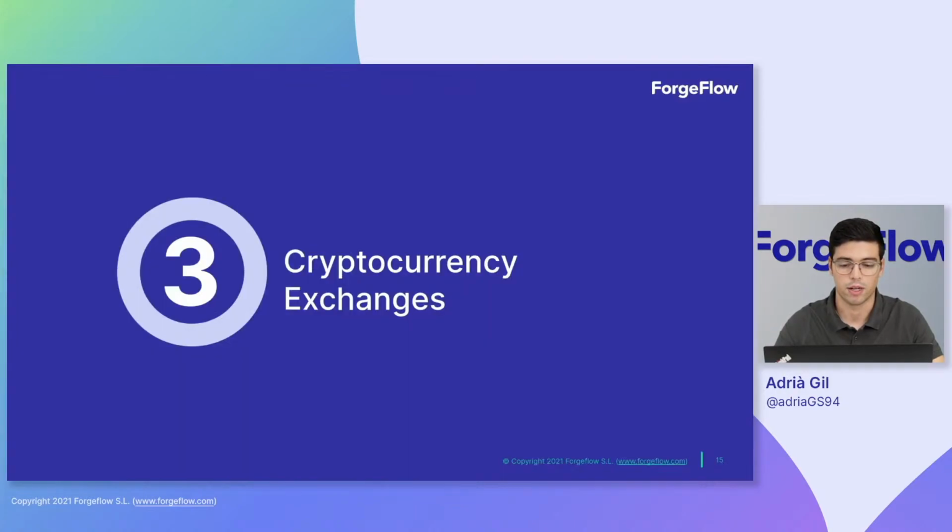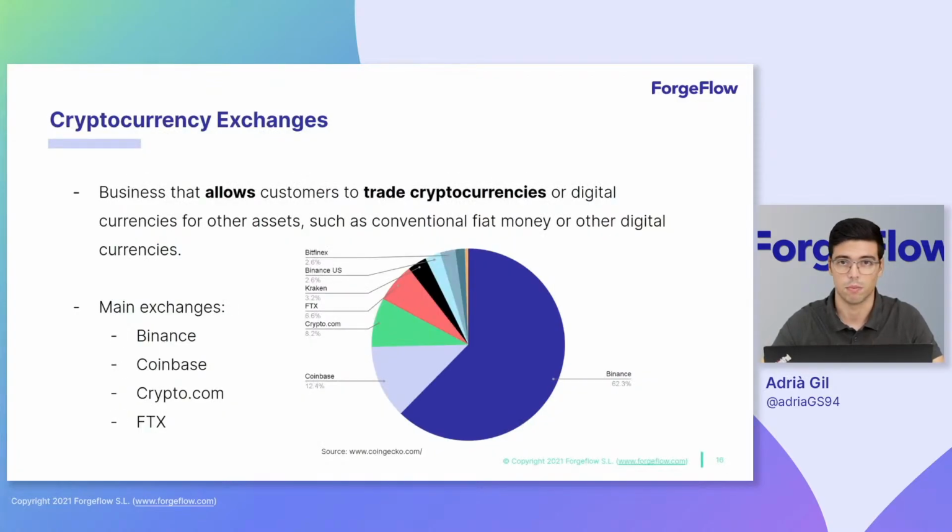Okay, so last step, before we go into the demo, is talking very briefly about cryptocurrency exchanges. Basically, a cryptocurrency exchange works the same as a bank nowadays. It's a business that allows customers to trade cryptocurrencies or digital currencies for other assets. You could trade cryptocurrency for fiat money or for another digital currency. You can send money to a specific wallet. And here in this pie graph, you can see the most popular cryptocurrency exchanges in the world. The first one is Binance. We also have Coinbase, Crypto.com, Kraken, and many more. There are more than 300 cryptocurrency exchanges in the world nowadays.